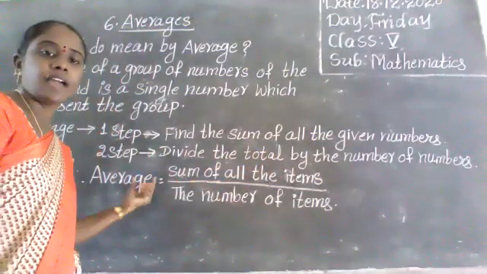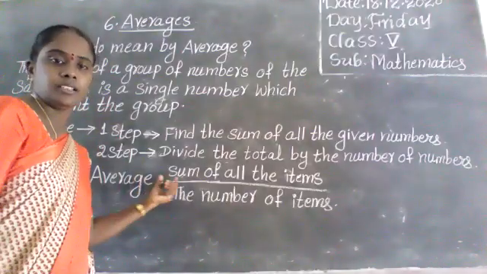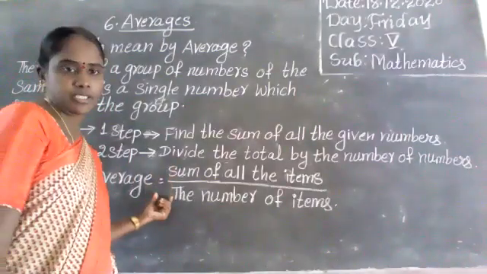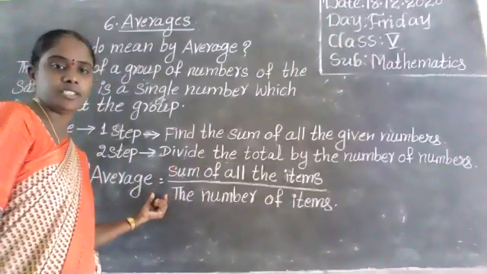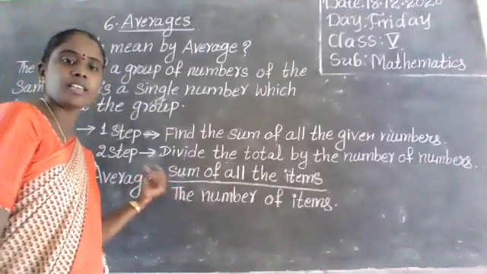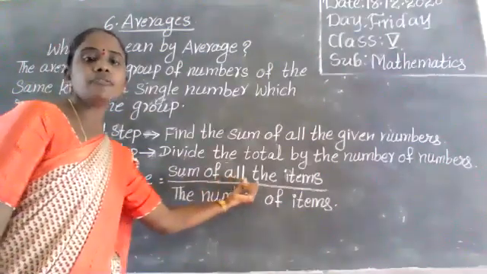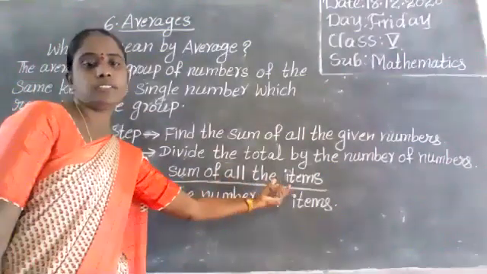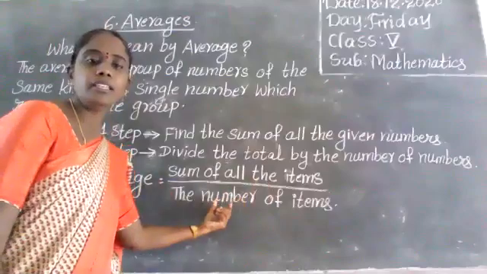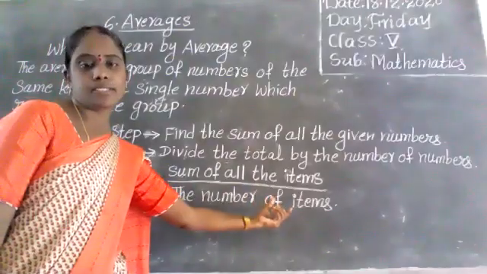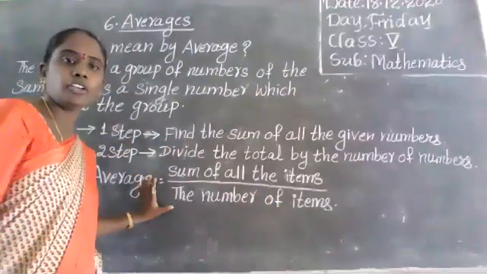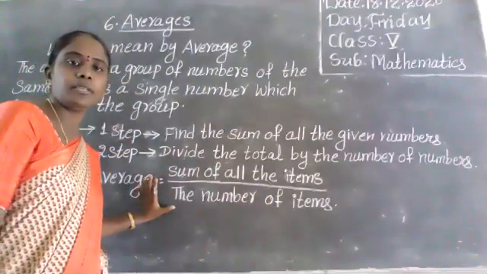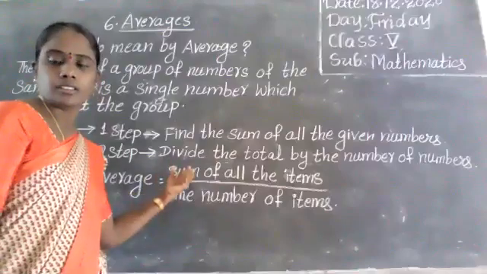Next, what is the formula of average? This is the formula of average. Average is nothing but sum of all the items by the number of items. Okay, write down, children, on your videos and sit properly.